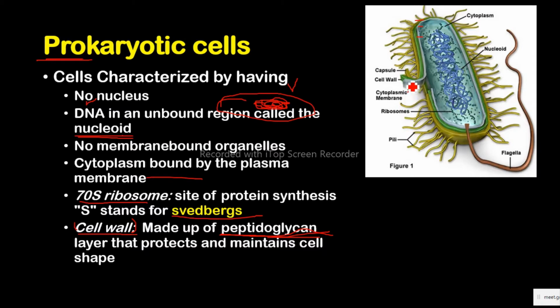Then you find a cell wall, and finally a capsule. Do you see that it has three protective layers? A capsule, which is usually slimy, then under the capsule a cell wall, then under the cell wall a plasma membrane, which regulates what enters and what leaves.